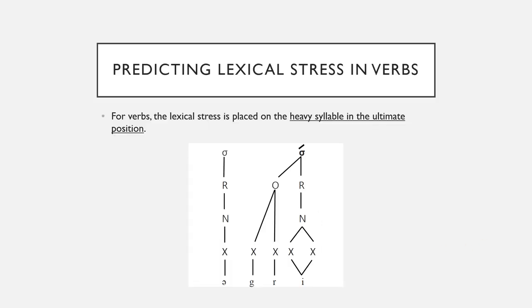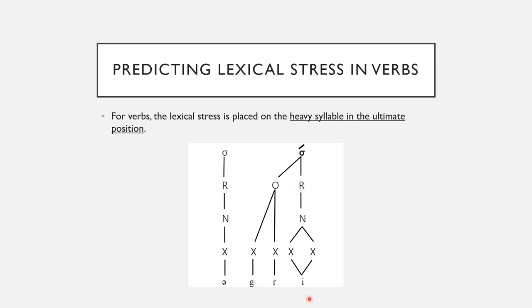In English, the lexical stress can be predicted by certain phonological rules. One thing that we have to remember in predicting lexical stress is that we look at the rhyme, which consists of a nucleus and an optional coda. For verbs, the lexical stress is placed on the heavy syllable in the ultimate position.